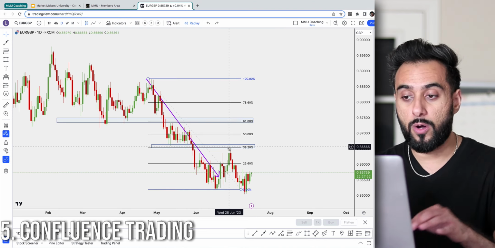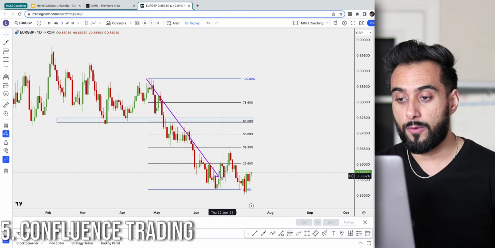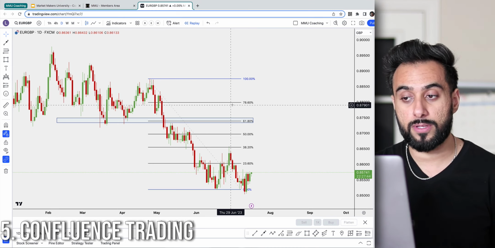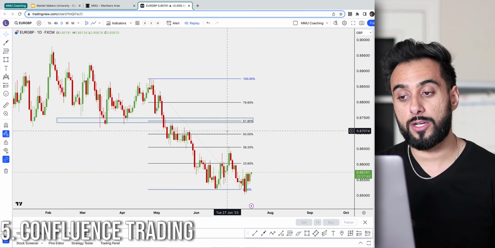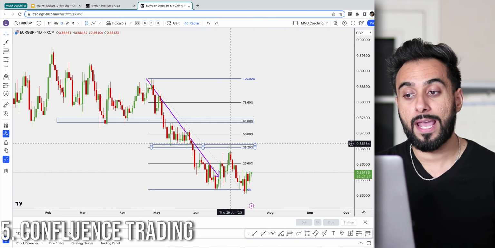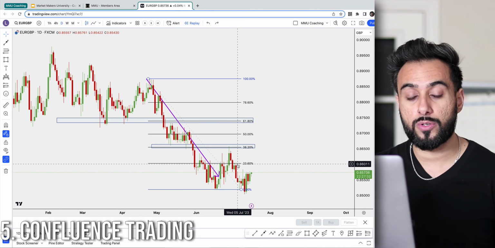But if someone was trading only fibs and they weren't trading any zone trades, they would be looking to enter trades on the 38, maybe the 50, or even the 61 or the 78. So these would be areas where they would want to enter a trade. But the fact that we are combining multiple factors, this gives us a higher probability, a higher win rate to get us an accurate trade.